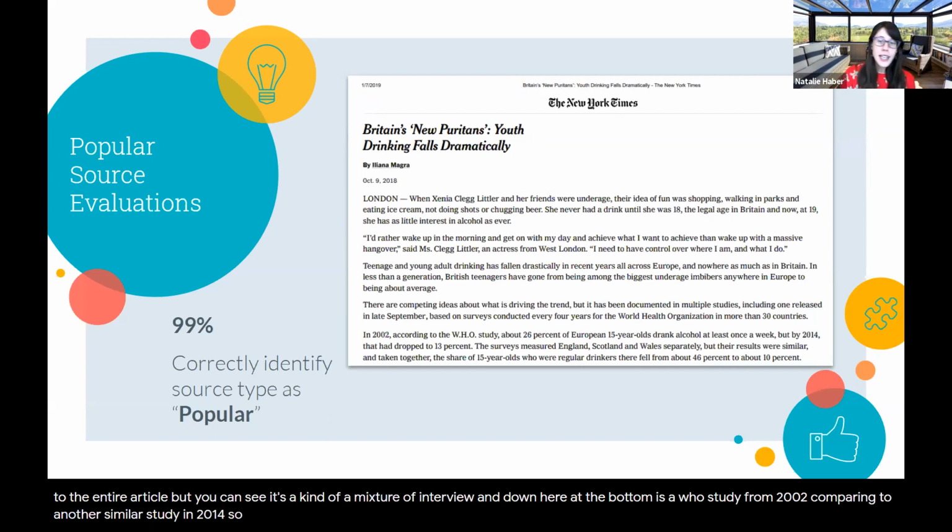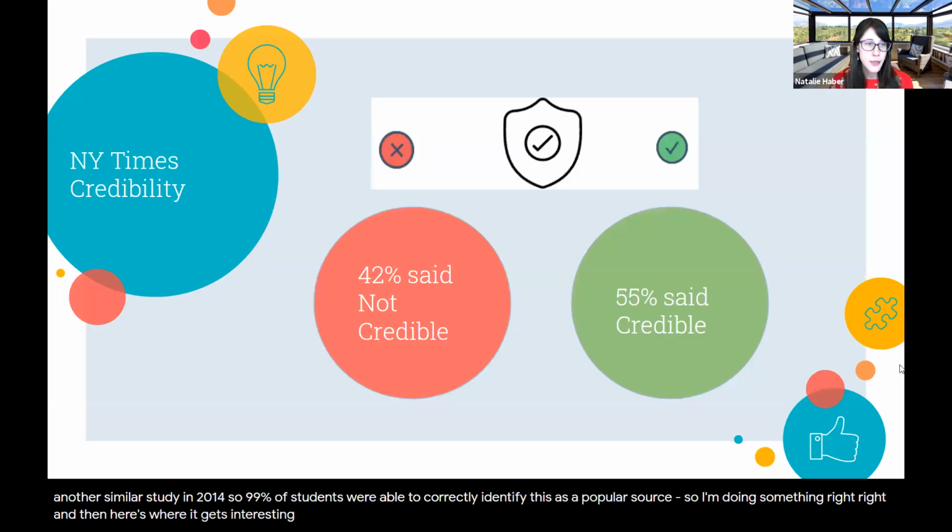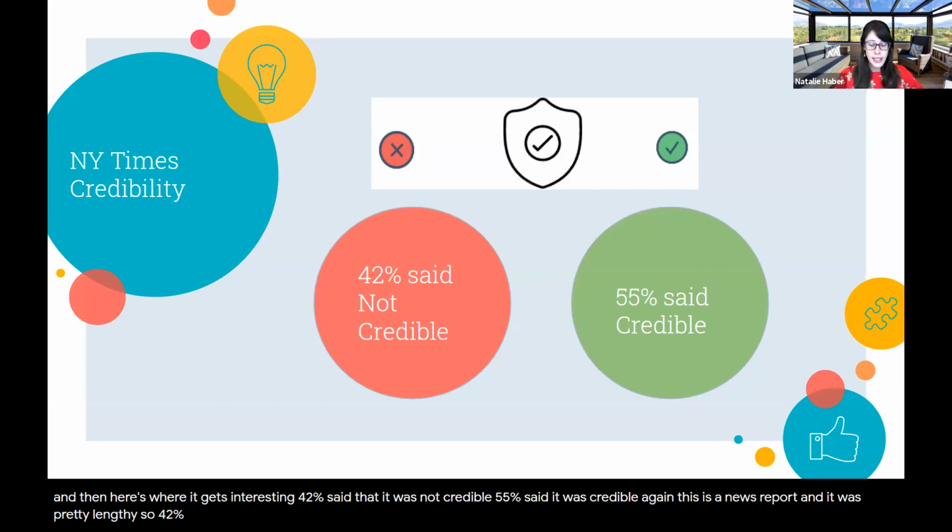So 99% of students were able to correctly identify this as a popular source. So I'm doing something right, right? And then here's where it gets interesting. 42% said that it was not credible. 55% said it was credible. Again, this is a news report, and it was pretty lengthy. So 42% saying not credible. This is why I needed to delve in and really read why.